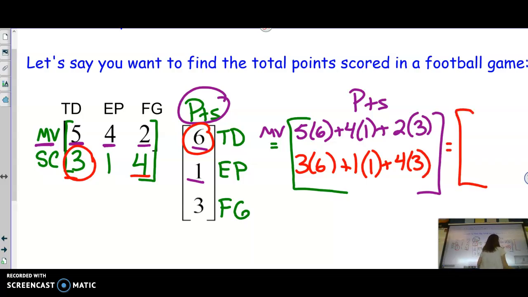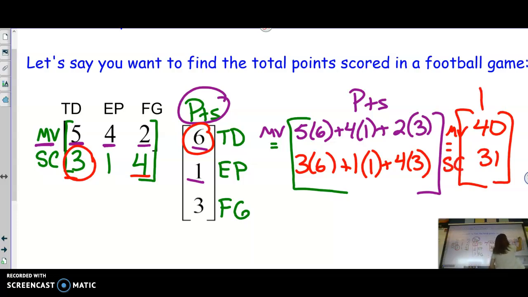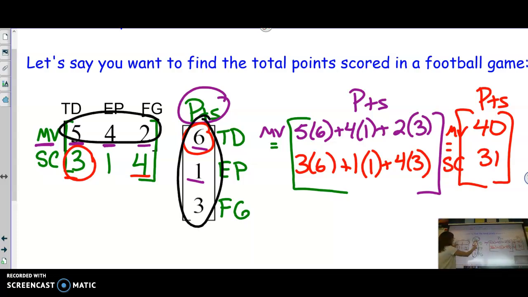So if I do all of that math, what I end up with for Marysville is a total, I believe, of 40. And for St. Clair, I got a total of 31. So again, this would be Marysville, and this would be St. Clair, and this would be their points. So the key thing is multiplication with matrices is a little strange. You actually multiply the row by the column. And as your finger moves over in the row, it's going to go down in the column to tell you the numbers that you need to pair up together.